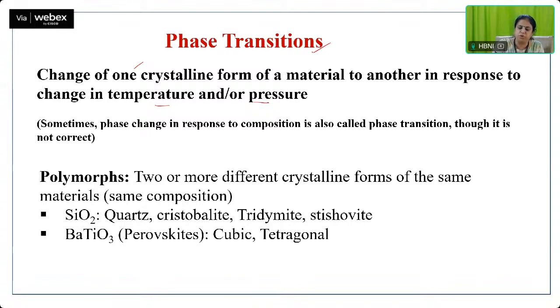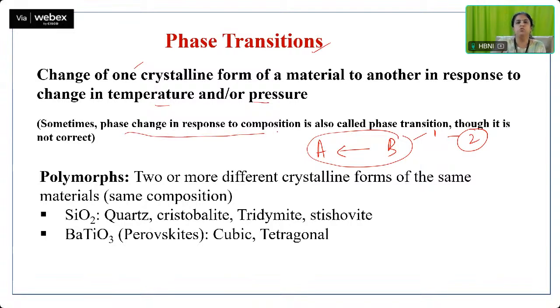We just studied solid solution, okay? For example, I started with A and I keep on substituting B in it. Suppose there occurs AB. Now AB itself undergoes, let's say, phase transformation from phase 1 to phase 2. Then this is called the phase change in response to the composition. That also is called phase transition. But conventionally, phase transition is denoted when the crystalline form of the material changes under the effect of temperature or pressure.